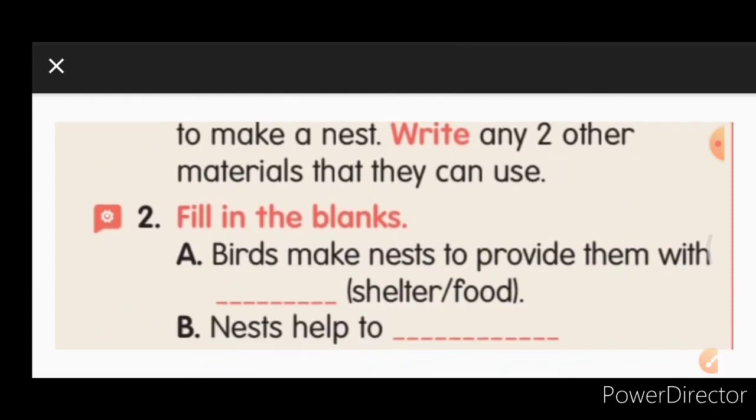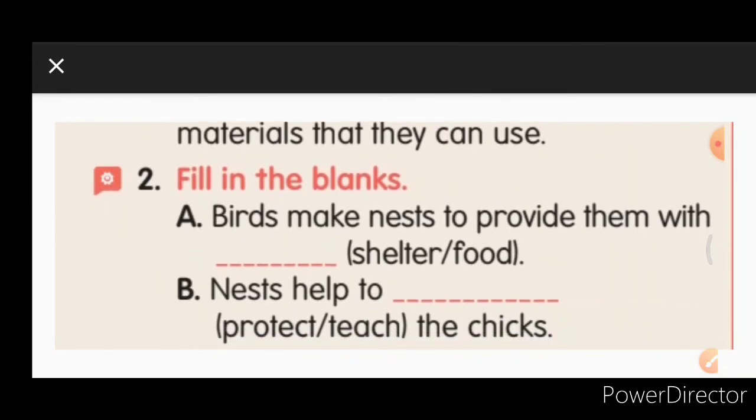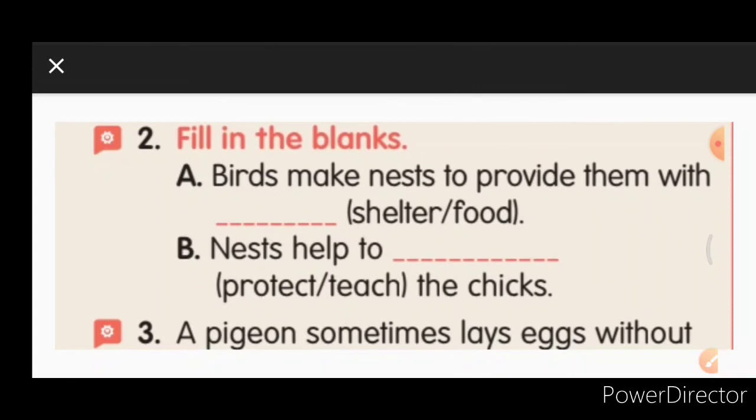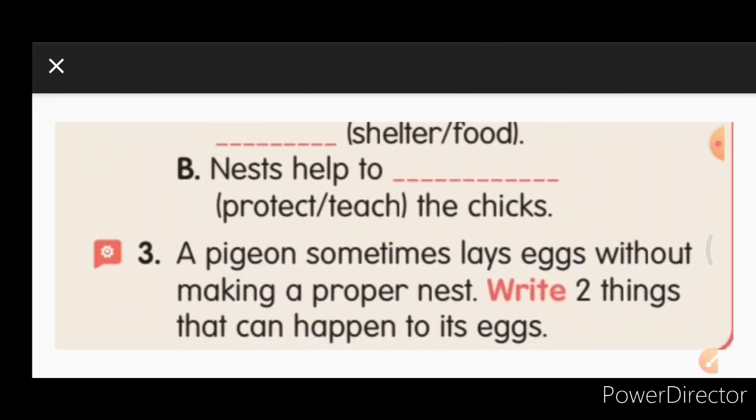Second one, fill in the blanks. Birds make nests to provide them with shelter or food. Which one? Shelter. What is shelter? We learned in earlier classes, protection from rain, sun and heat. So birds make nests to provide them with shelter. B. Nests help to protect the chicks. It is protect.